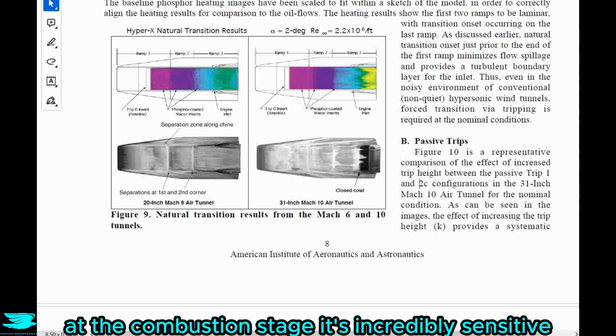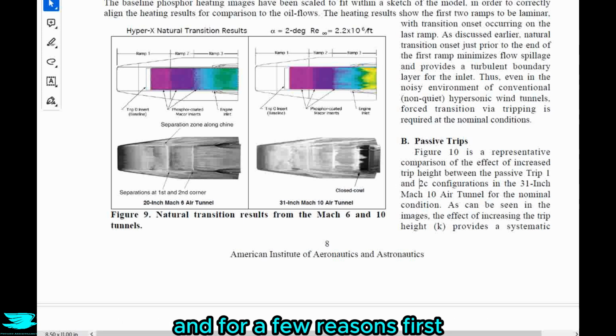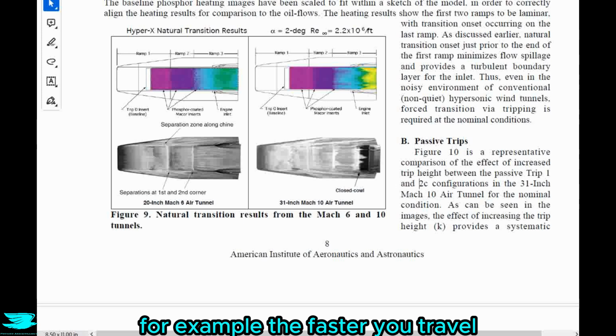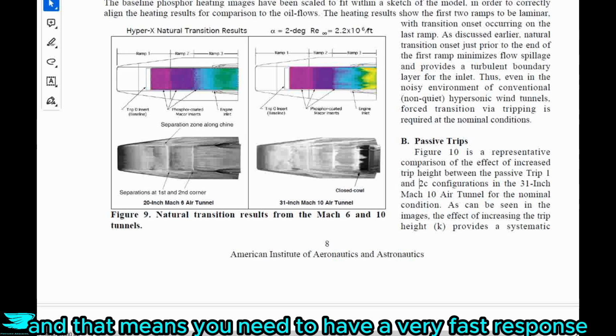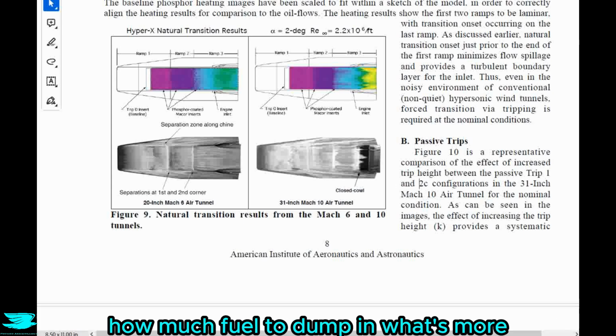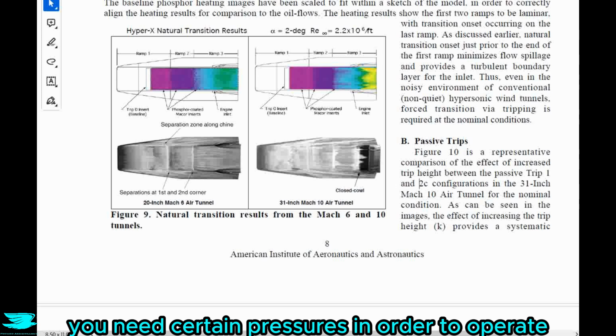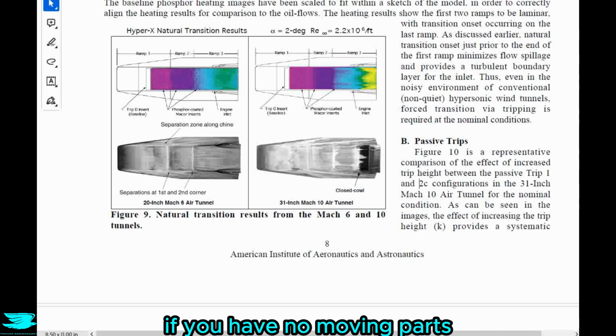The first one is that the combustion stage is incredibly sensitive, and for a few reasons. First, for example, the faster you travel, the more air you'll need to get into your inlet, and that means you need to have a very fast response and accurate way of controlling how much fuel to dump in. What's more, you need certain pressures in order to operate. If you have no moving parts, you can't really control the pressure that the combustor sees.